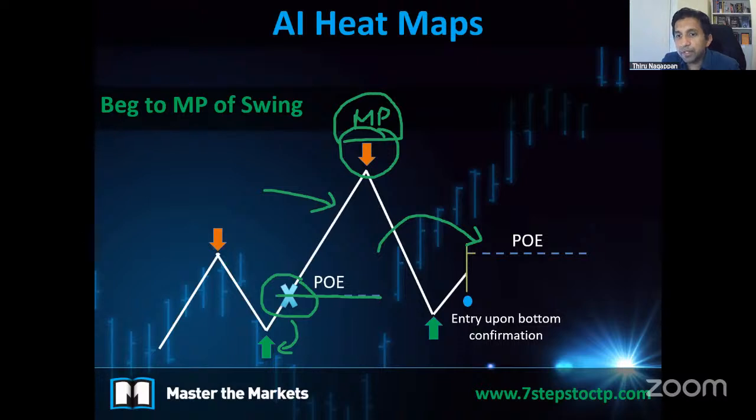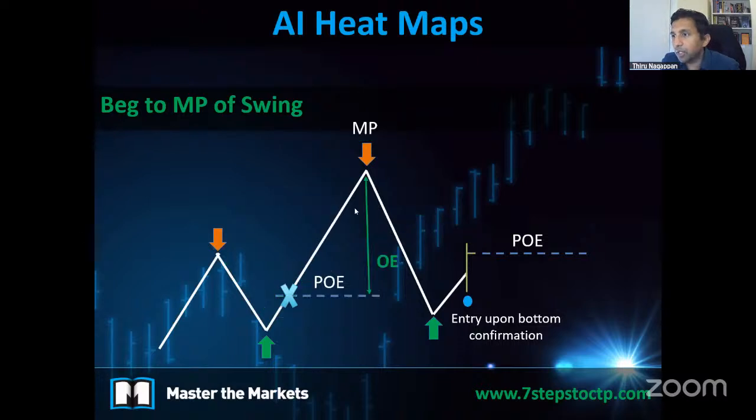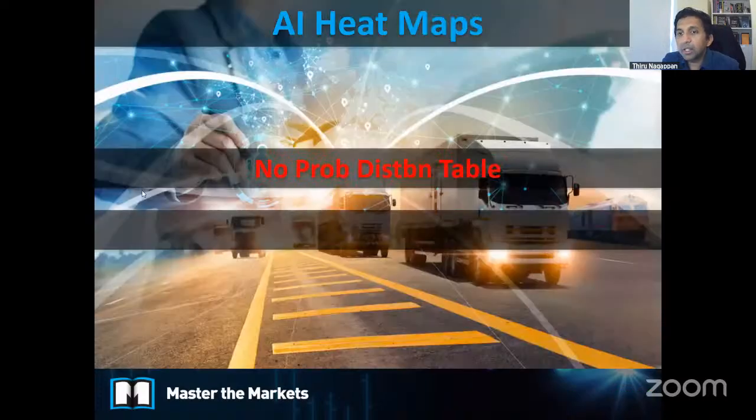So then what happens is, once I've locked in my point of entry and the maximum point, then I measure the distance, okay, which is this green arrow here, which we call open equity, or the move in the swing, okay, from the time the bottom confirms to the maximum point, right? So from there, then we can move to the next step.